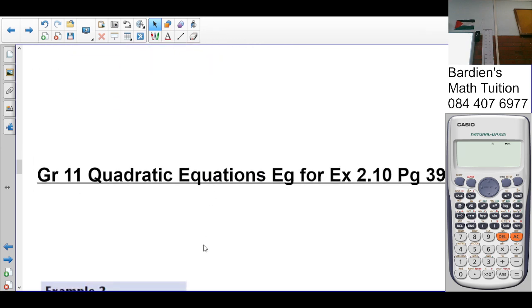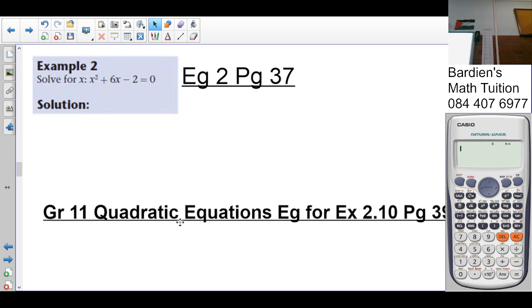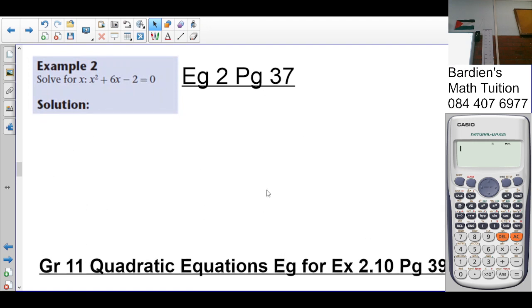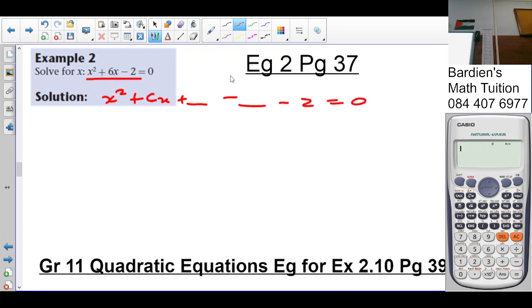Okay, let's carry on. We get example 2, and example 2 is on page 37 as well. Here the question is solve for x. So as you can see here, this trinomial can't factorize as we normally do. Okay? So what we do is we treat this as if it's not an equation, because we have dealt with completing the square in expression form. So what we do is we complete the square on that trinomial. So it gets x squared plus 6x plus a number minus the same number minus 2 is equal to 0.